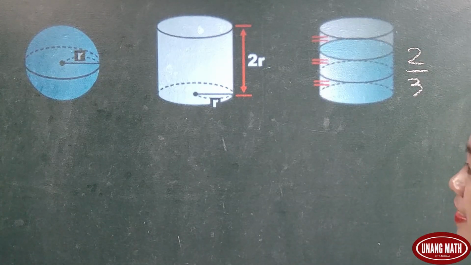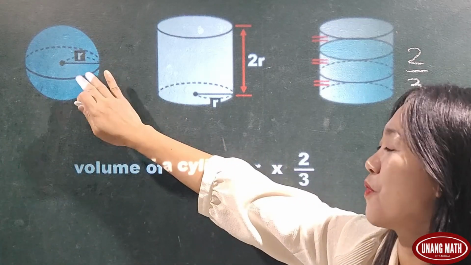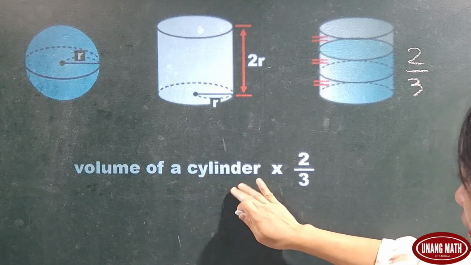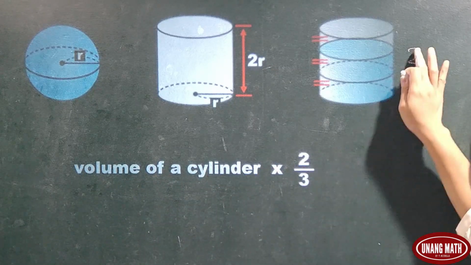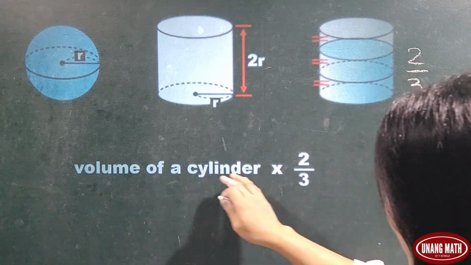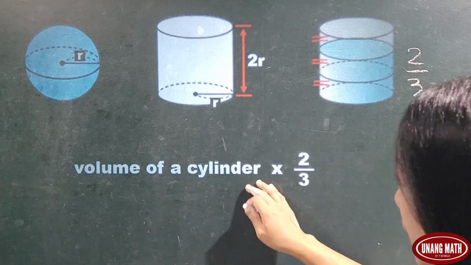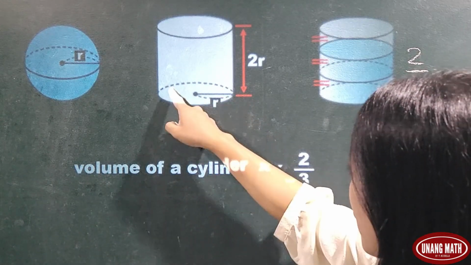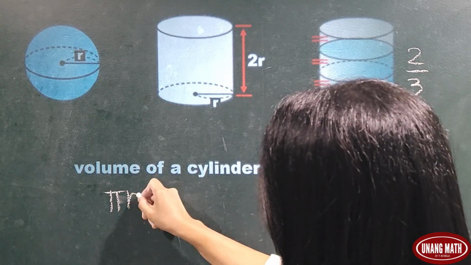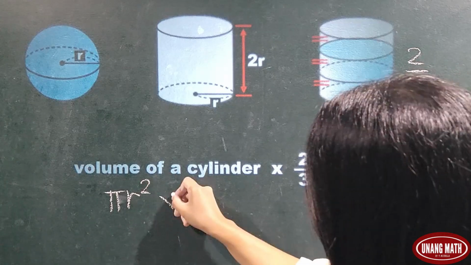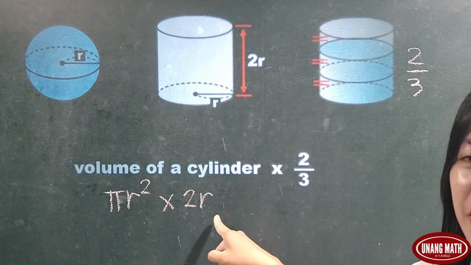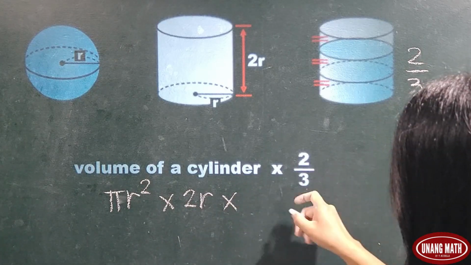So that means to find the volume of a sphere, we have to get first the volume of a cylinder, then multiply this by 2/3. How do we get the volume of a cylinder? That is equal to the area of the base. Since the base is a circle, that is pi times radius squared, times the height, which is 2r or 2 times the radius. And then multiply this by 2/3.